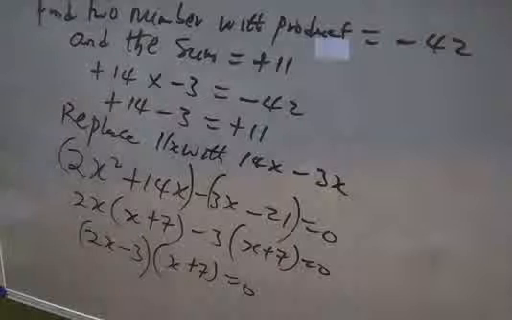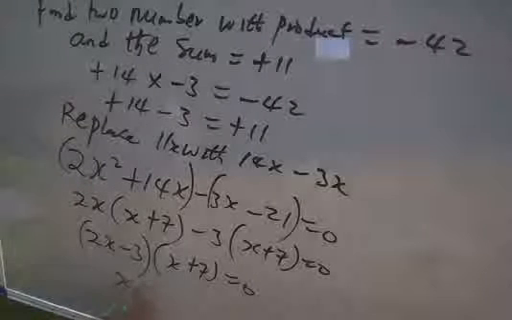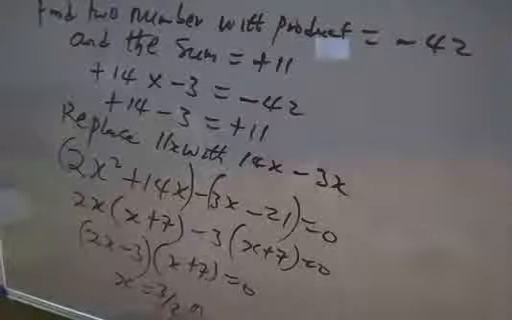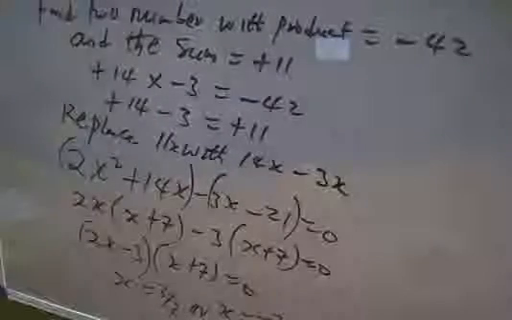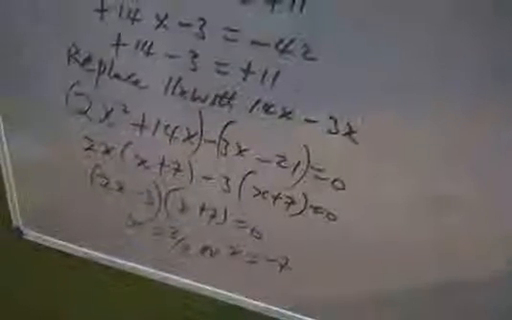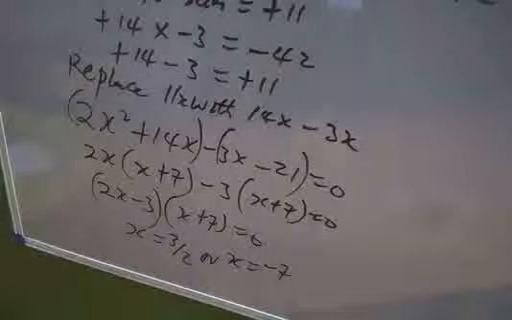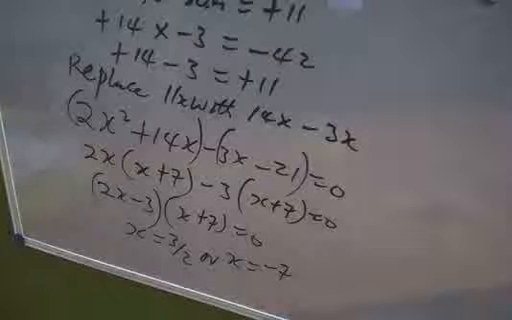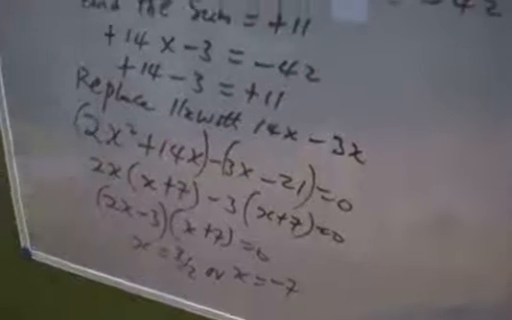And if you solve that, the final answer here will be s will be equals to 3 over 2, or s is equals to minus 7. So that will be our final answer from this equation.